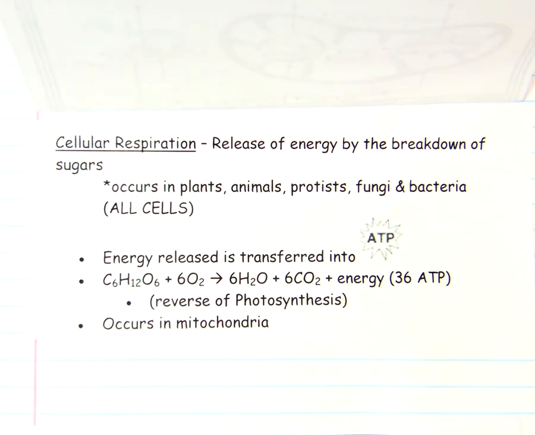And then we have our equation. The equation for cellular respiration, we're taking glucose and oxygen to produce water, carbon dioxide, and energy. It produces roughly 36 ATP molecules for energy.